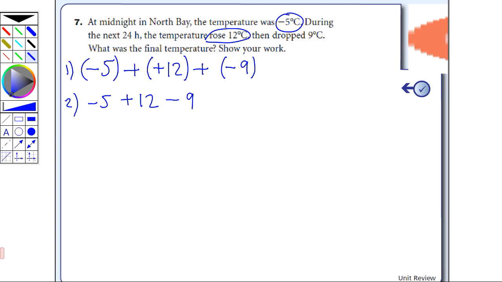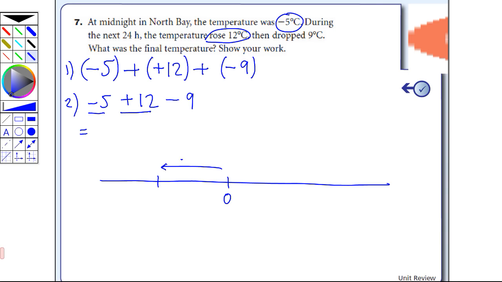Ends up being the same. So then on your number line, we're going to try and solve this and say, well, in this case we have minus 5. We're going to add 12. So we go 5 to the left and 12 to the right. If we had a number line here, I'm just going to roughly sketch it out. We go 5 to the left to minus 5. Then we're going to go 12 to the right, plus 12. That's going to bring us to positive 7.